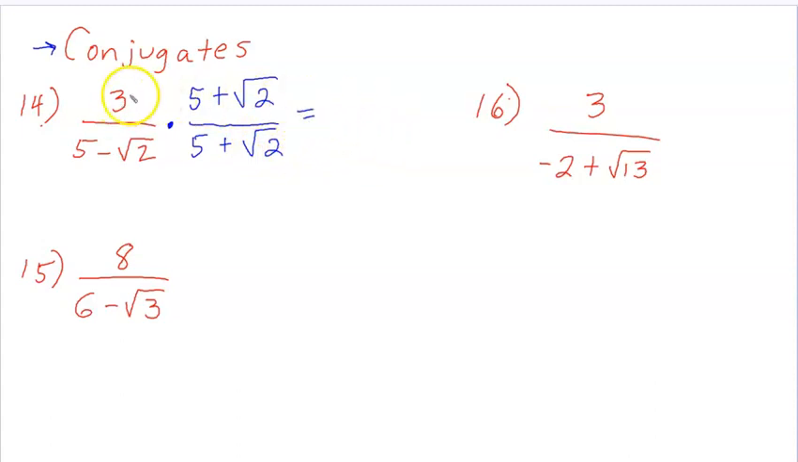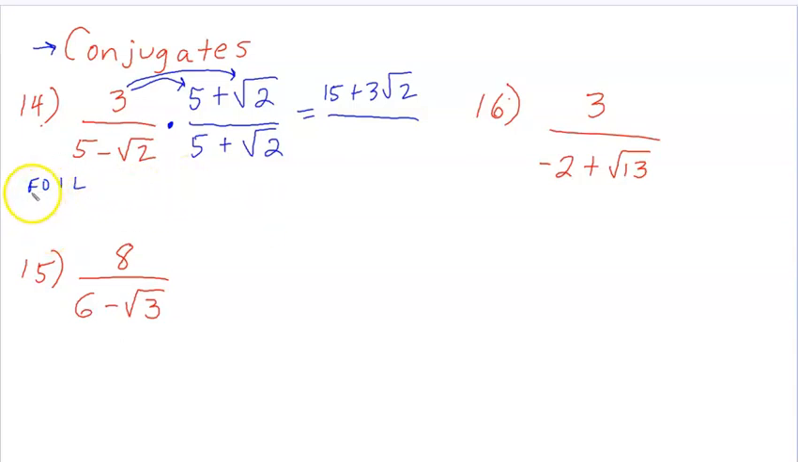Okay, so on the top, we're going to do the distributive property. 3 times both of these. 3 times 5 is 15. 3 times the square root of 2. On the bottom, in algebra, we refer to these as two different terms. Those are called binomials. We use a process called FOIL. Maybe you've seen FOIL in the past. So FOIL stands for first, outside, inside, and last, meaning we're going to do multiplication. FOIL is really just another method of doing the distributive property.